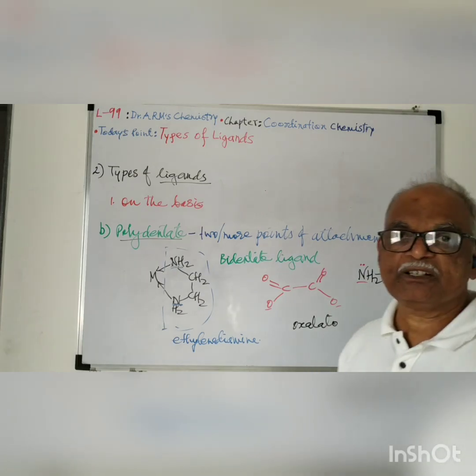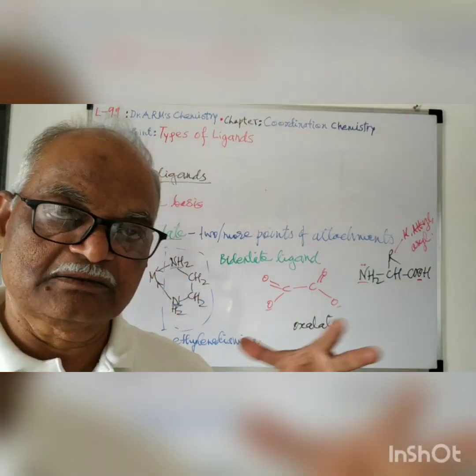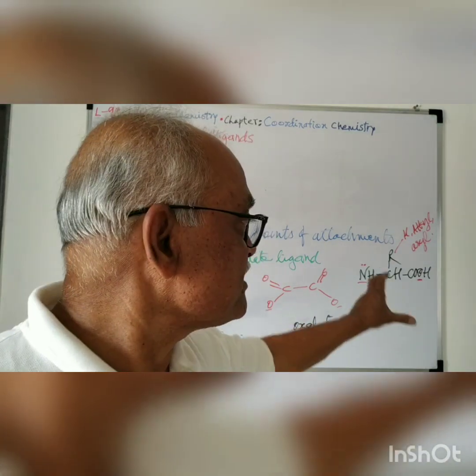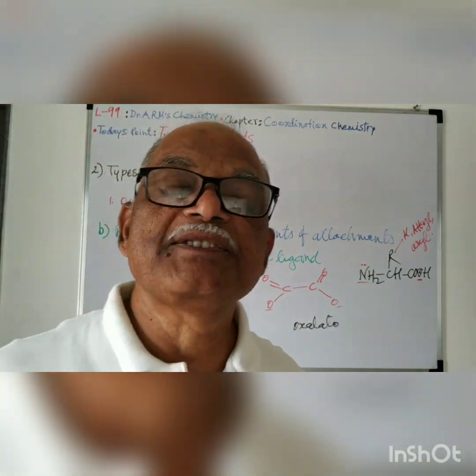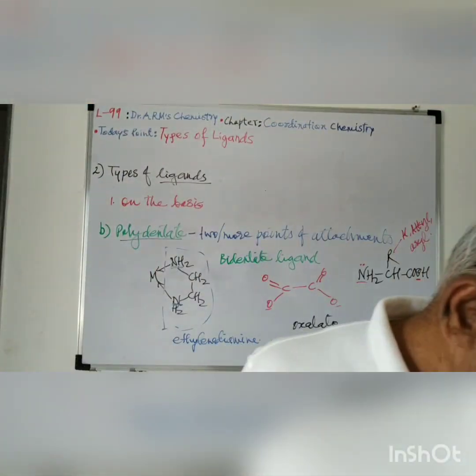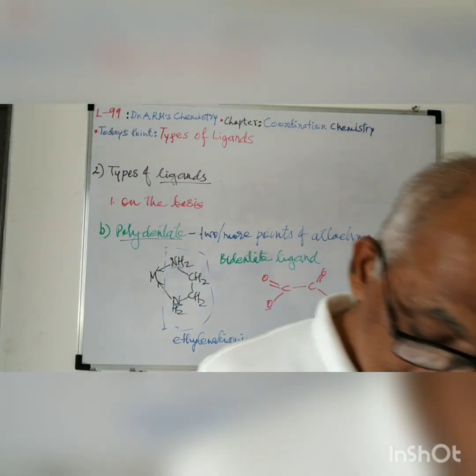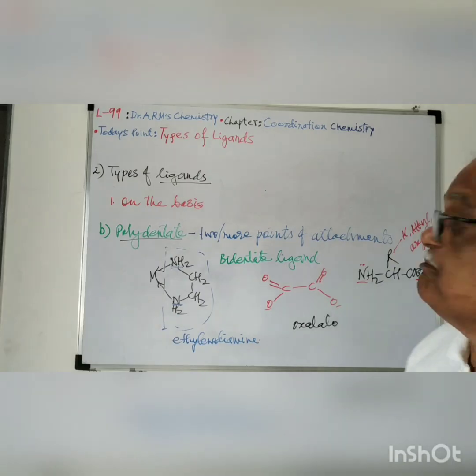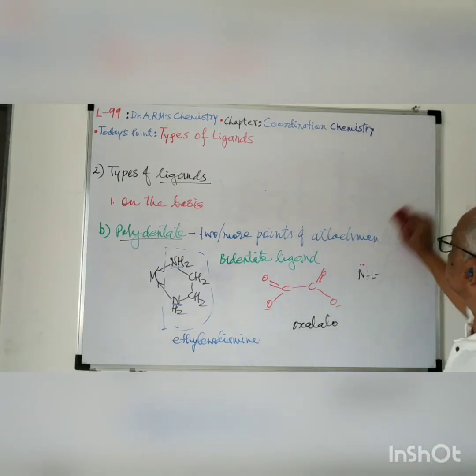So depending upon this R, the amino acid is different, and this is also a bidentate ligand. So there are several types of such bidentate ligands which we can use for different purposes.